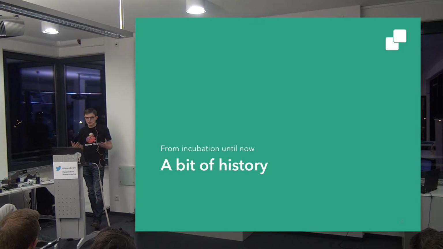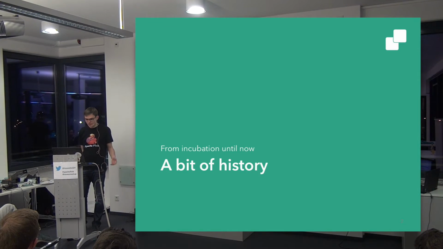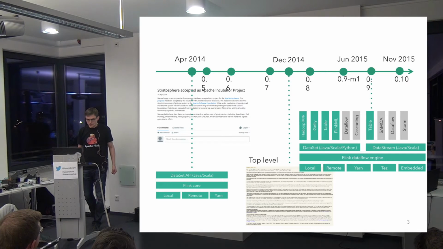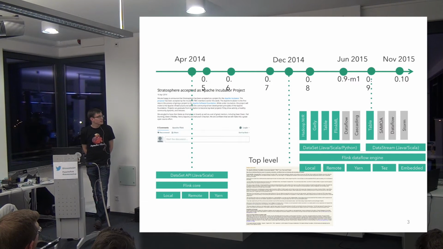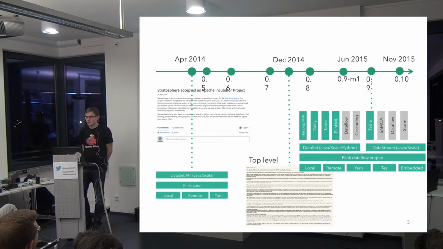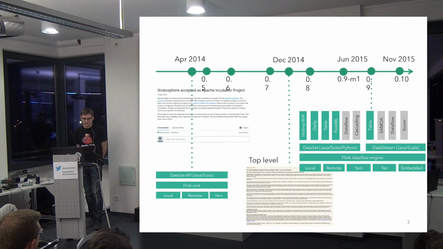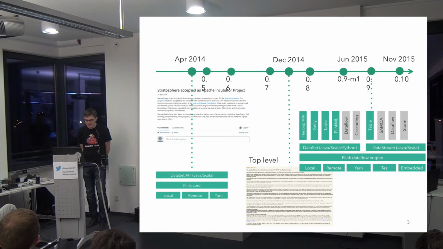Before I start with a more in-depth technical stuff, I will give a bit of a history overview over Flink. So in April 2014, we added Flink to the Apache incubator. So the incubator is the project where new or existing projects enter the Apache Software Foundation. Back then the project was still called Stratosphere. That's the name of the research project that Flink originates from.